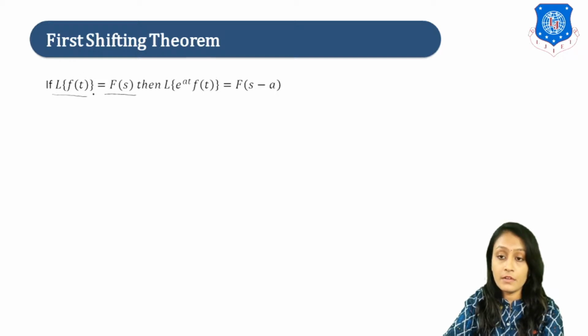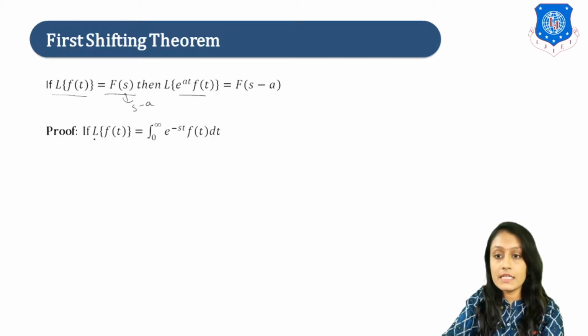So firstly we have to find the Laplace transform of f(t) and we will get some function in terms of s. And if we apply e raised to at to this function, in place of s we just have to write s minus a. Now let's see its proof.